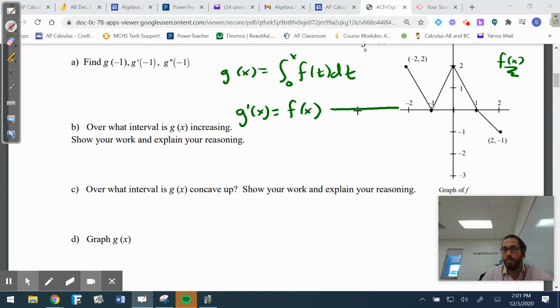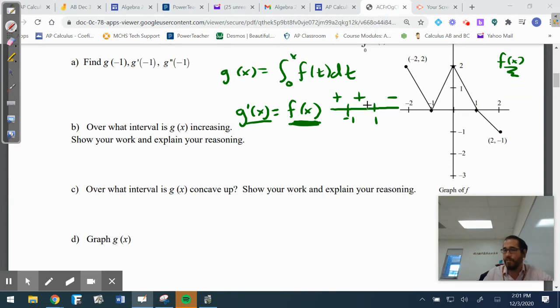F of x, what do we put on sign analysis? Well, when this is 0, or when this is 0, because they're equal to each other. And it's 0 at -1 and at 1. And then if you look, f is positive because it's above, positive because it's above, negative because it's below.